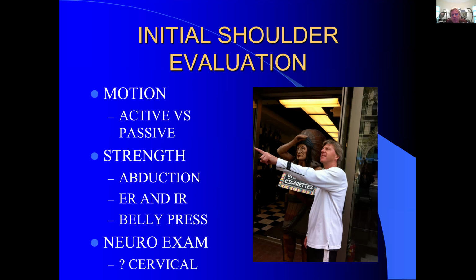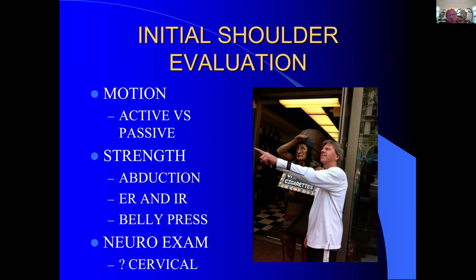In adhesive capsulitis or a frozen shoulder, actively, they lift up to say 120 or so, and they really can't get it up any higher than that because it's stuck. And passively, I can't push it up any higher either. And that's how you differentiate frozen shoulder from rotator cuff disease. On strength, we're looking at abduction. Abduction strength is lost if there's a rotator cuff tear. Internal and external rotation: internal rotation is weak if the subscapularis is torn. External rotation is weak if the infraspinatus is torn.